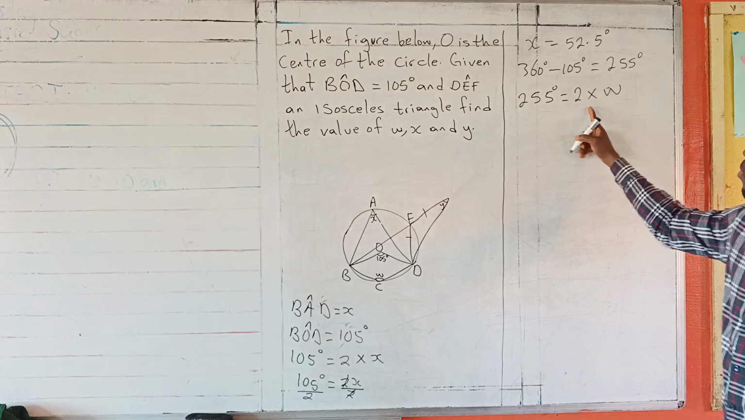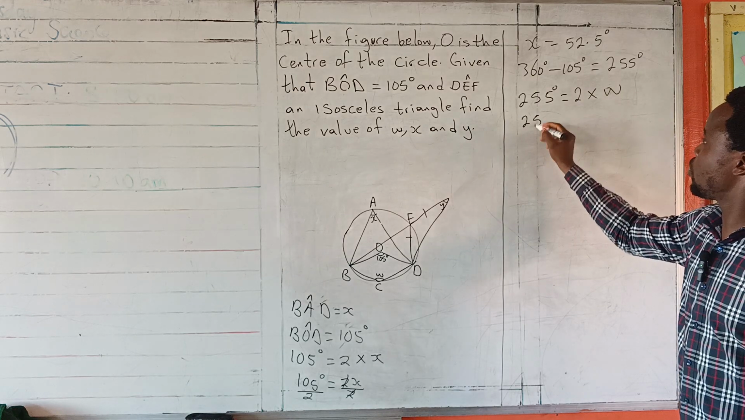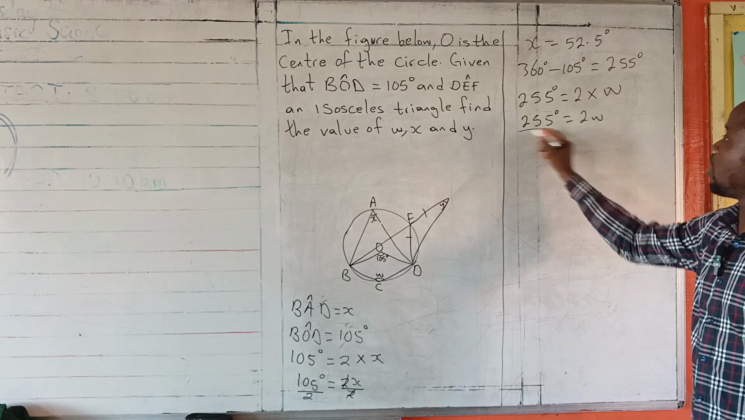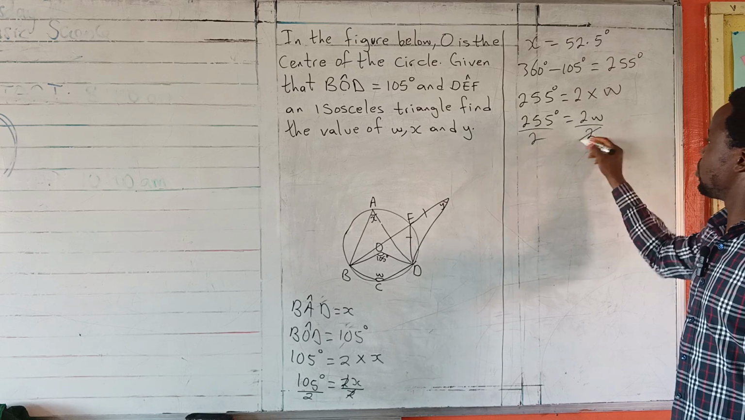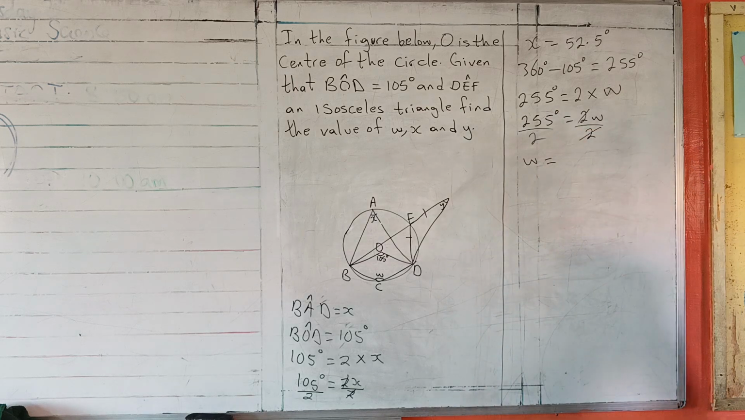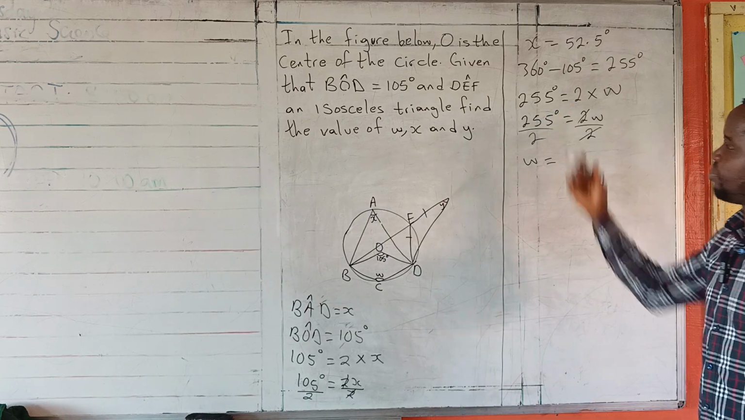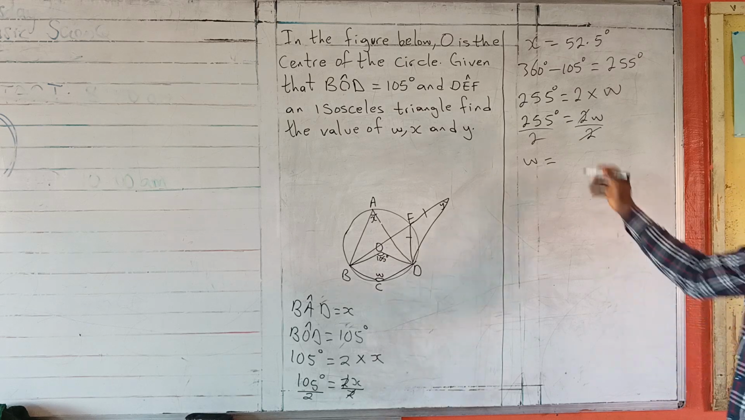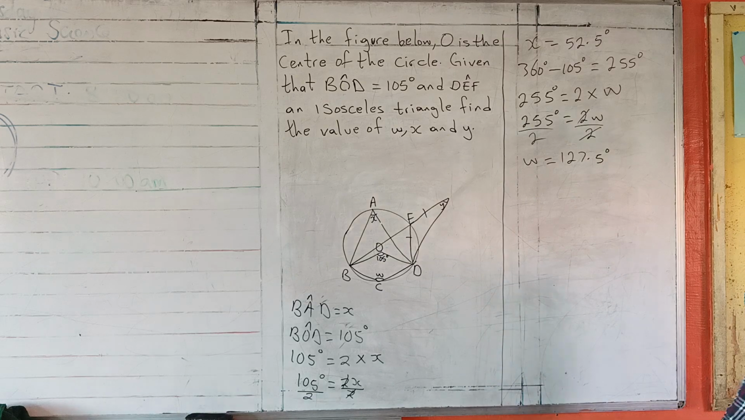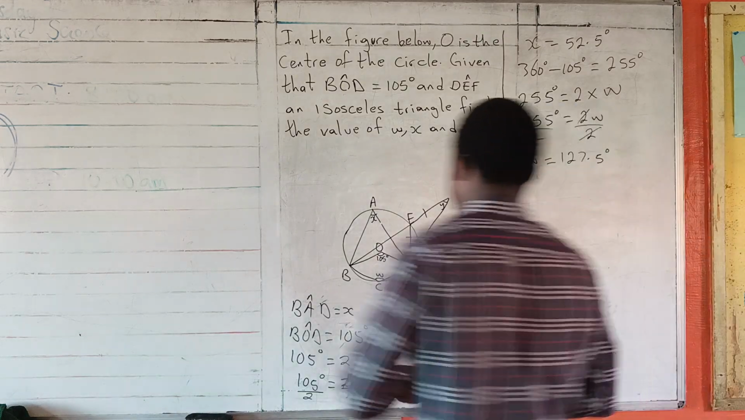In other words, 255 degrees equals 2W. Now I divide both sides by 2, this cancels, and W is equal to 255 divided by 2, which is 127.5 degrees. That is W.